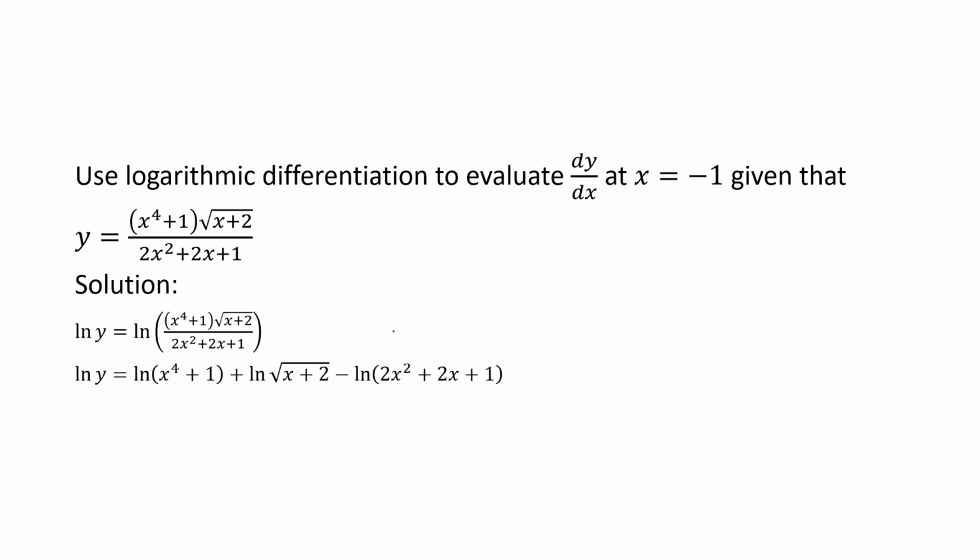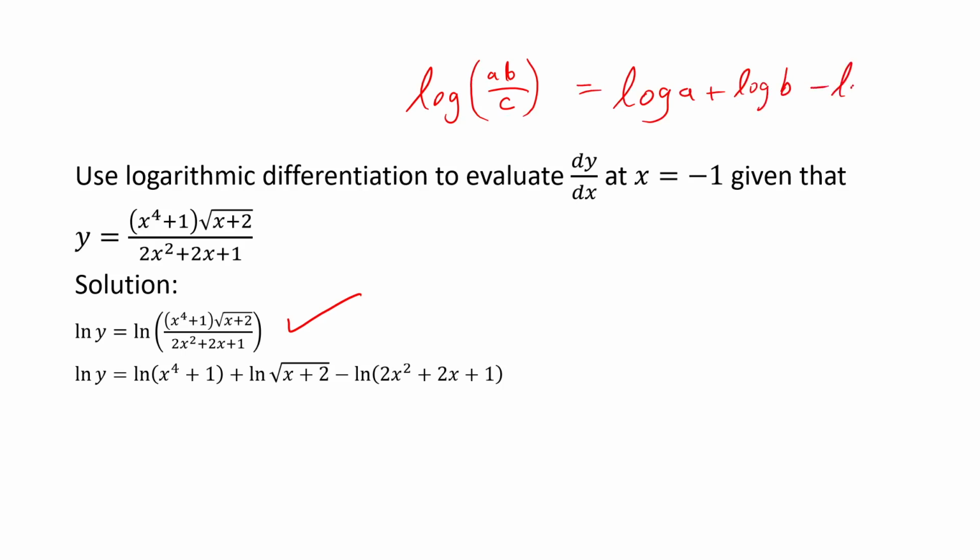So we just simply say that the ln of the left side is equal to the ln of the right side. And now remember, one of our rules of logarithms tells us that if we've got a times b over c, that's equal to the log of a plus the log of b minus the log of c. That would be like saying the ln, because in this case the logarithm that we're dealing with is the natural logarithm. So we'll say the ln of x to the 4 plus 1 plus the ln of root x plus 2 minus the ln of 2x squared plus 2x plus 1.